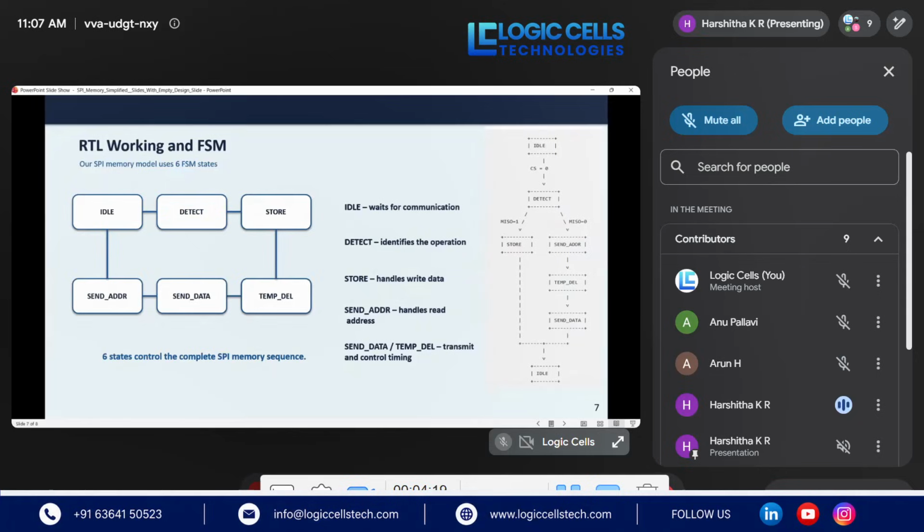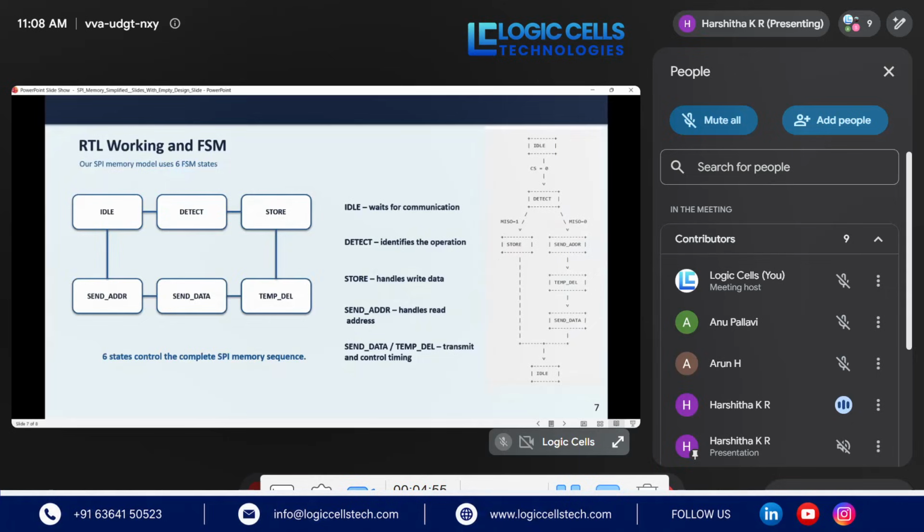Next is the store state, which is used for the write operation, and then we have the send address state, which handles the address during the read operation. After that, send data sends the stored data serially. Finally, we have the temporary delay, and it provides the temporary control before the next step. And here we have an FSM flow diagram.